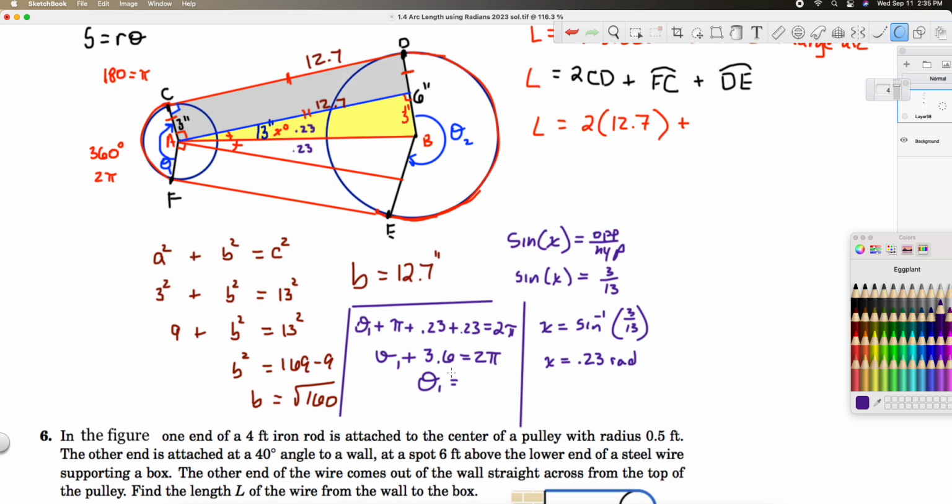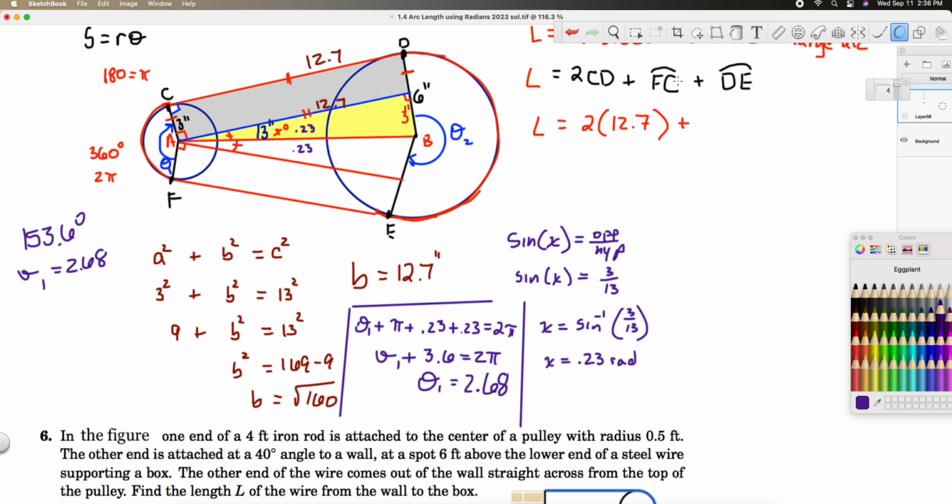And then I'm going to subtract 3.6 from 2 pi. 2 pi minus that answer gives 2.68 radians. So this angle is 2.68 radians. If I multiply that times 180 divided by pi, that's 153.6 degrees. Just to keep it in perspective, that's about 153.6 degrees. But our theta in radians is 2.68.